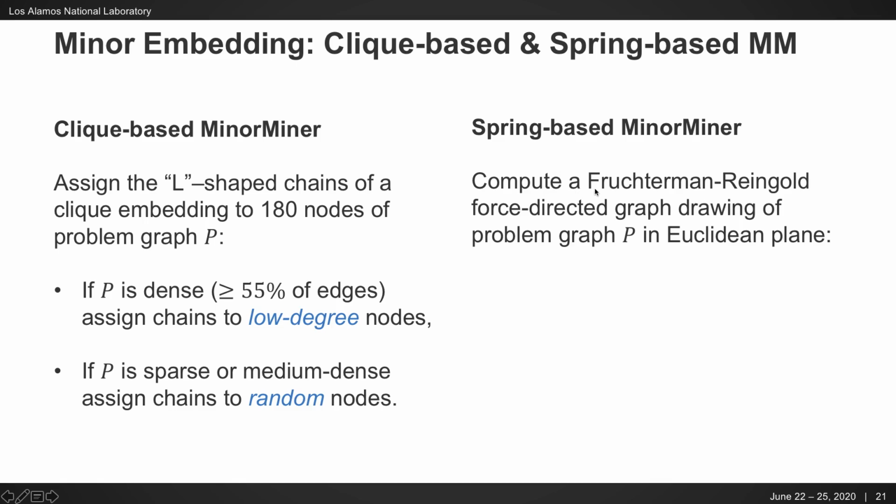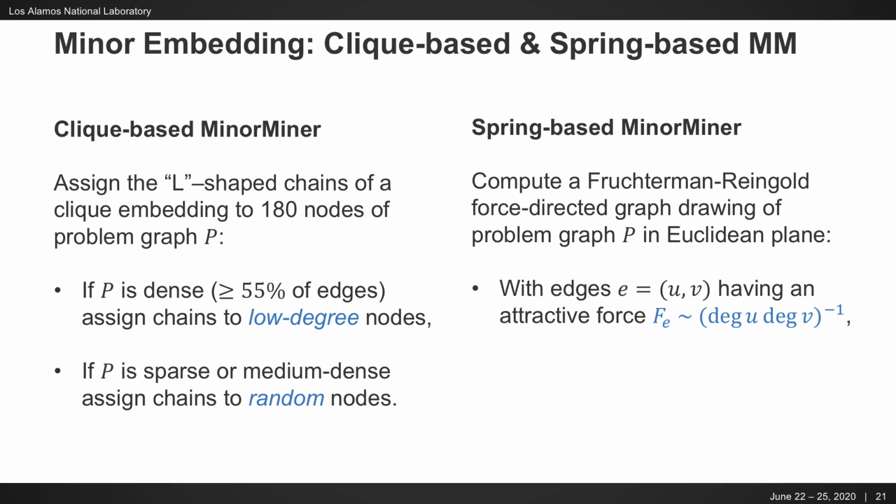So we compute a Fruchterman-Reingold force-directed graph drawing of the problem graph P in the Euclidean plane. And important here is that we have edges. Whenever we have an edge E in the problem graph, then we have an attractive force which scales proportionally to the inverse of the product of the degrees of the two nodes. So this attractive force has the purpose of giving adjacent nodes of high degree enough space. So they should be spaced sufficiently far from each other.